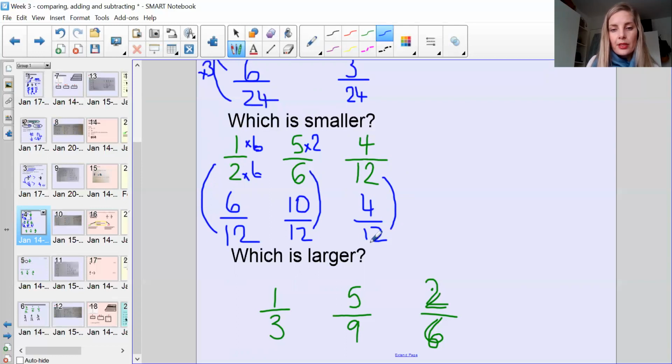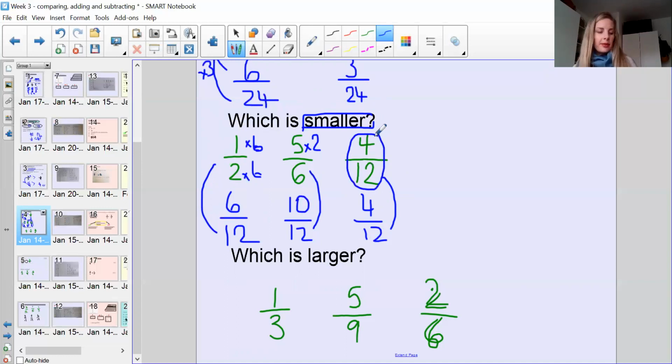Right, now that all my numbers have the same denominator, I can look at the numbers at the top. I want to know which one is smaller now, so I'm going to look for the smallest number at the top. And it is going to be 4 12ths.